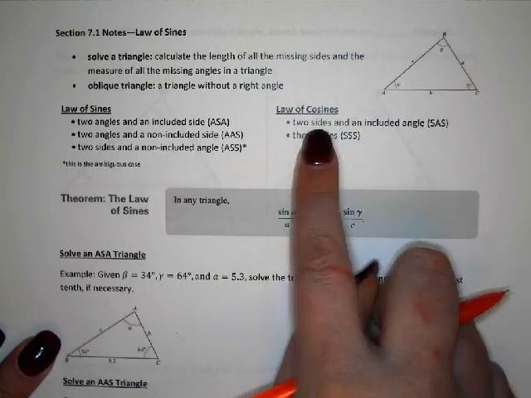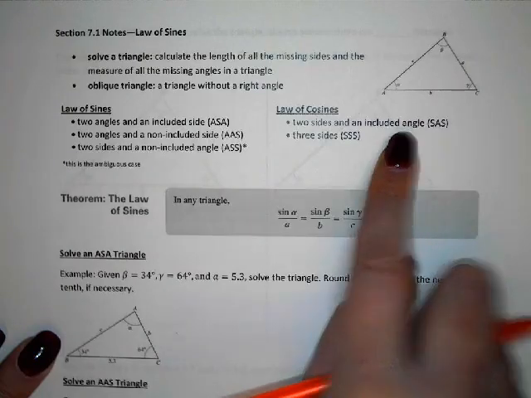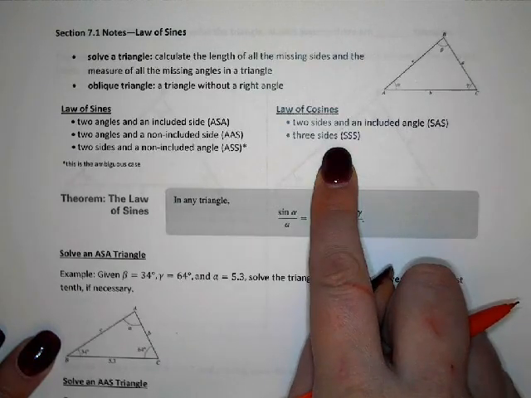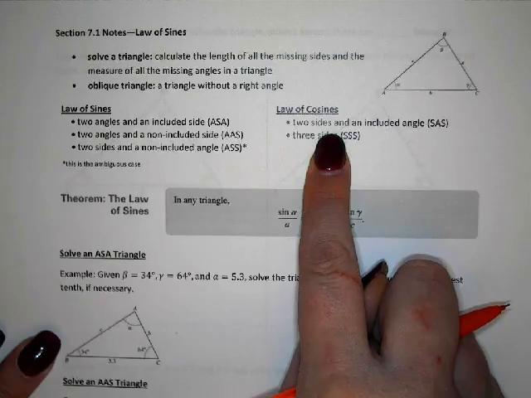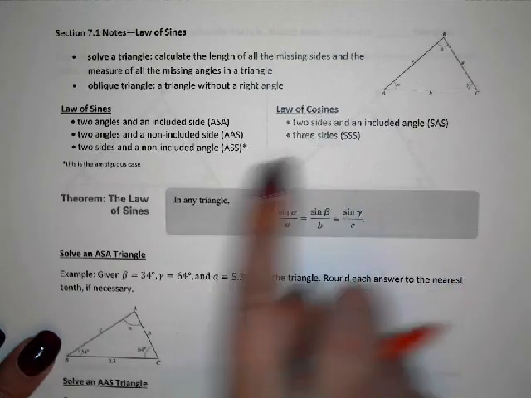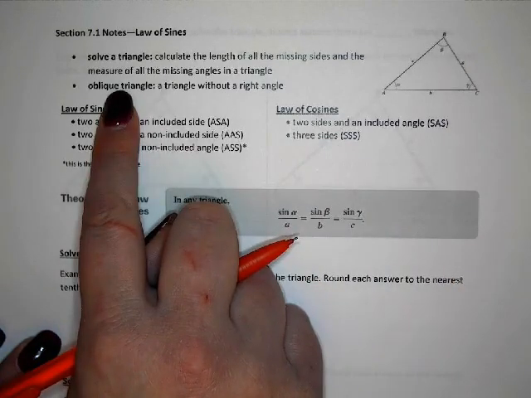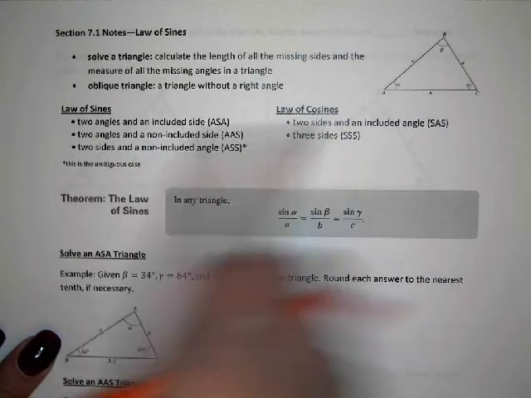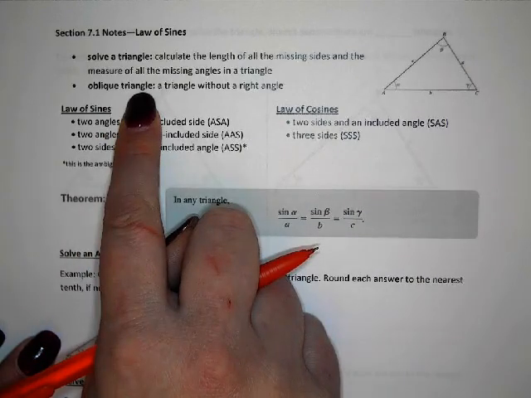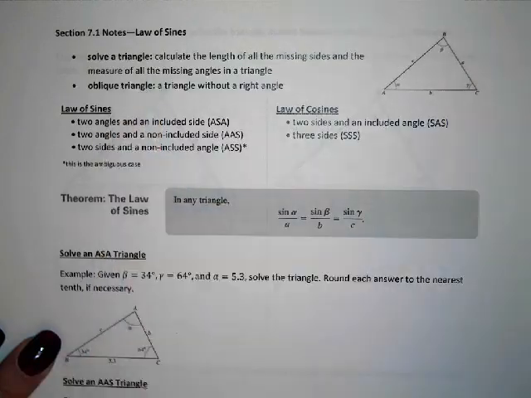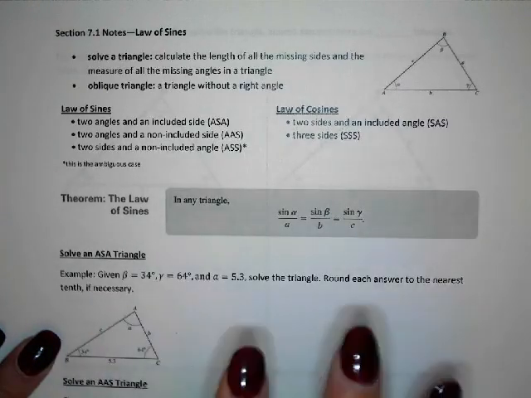If it ends up being two sides and the angle that's between them, or if you're given all three sides of a triangle, then you're going to use law of cosines. If they ever give you a triangle that's not oblique, meaning it's a triangle that has a right angle, then you're just going to do SOHCAHTOA, and you're going to use your regular trig ratios and think about opposite over hypotenuse or adjacent over hypotenuse or whatever, okay?